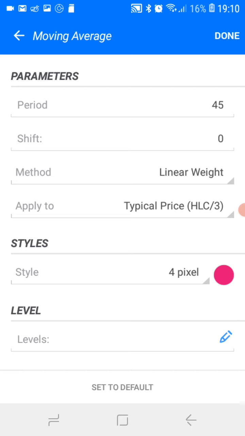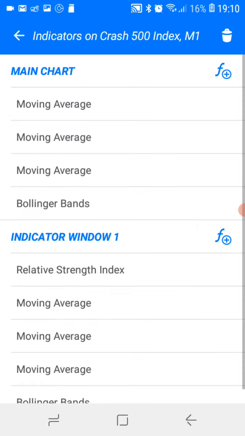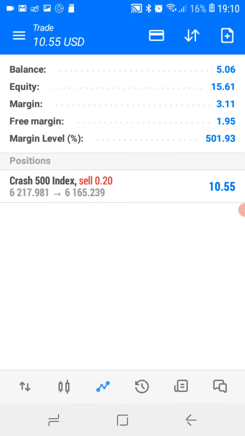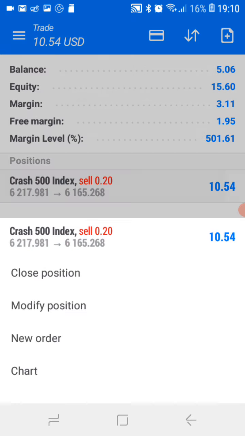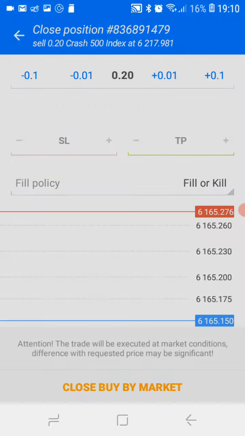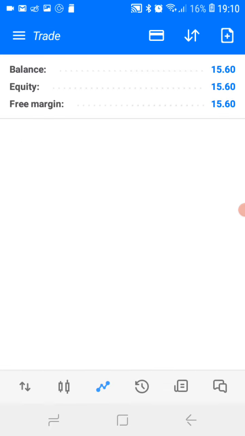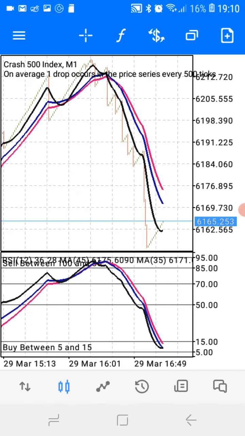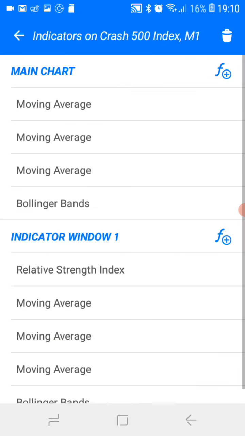Okay, before I do that, I don't want to be greedy. Let us go back and close. This $10, it's enough. That's my target for today. That's enough, guys. Okay, let's go back to the settings.